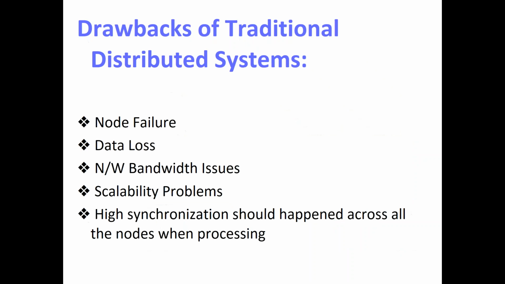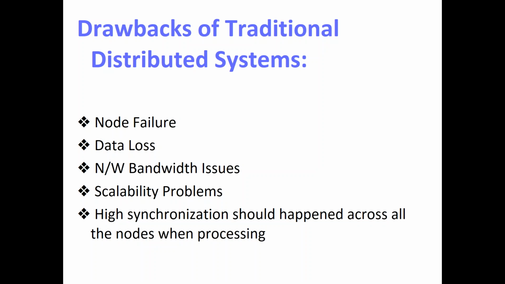So that's where the main drawbacks are for the traditional distributed system. There are some drawbacks in the traditional distributed system, other than with Hadoop, which is the latest one in distributed systems. In normal distributed systems, node failures will be higher, and data loss will be the main concept which we need to handle while we are distributing in the system.